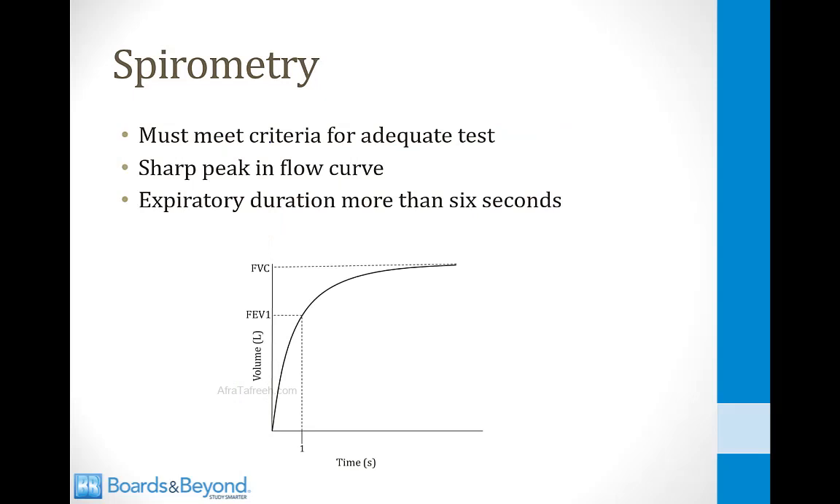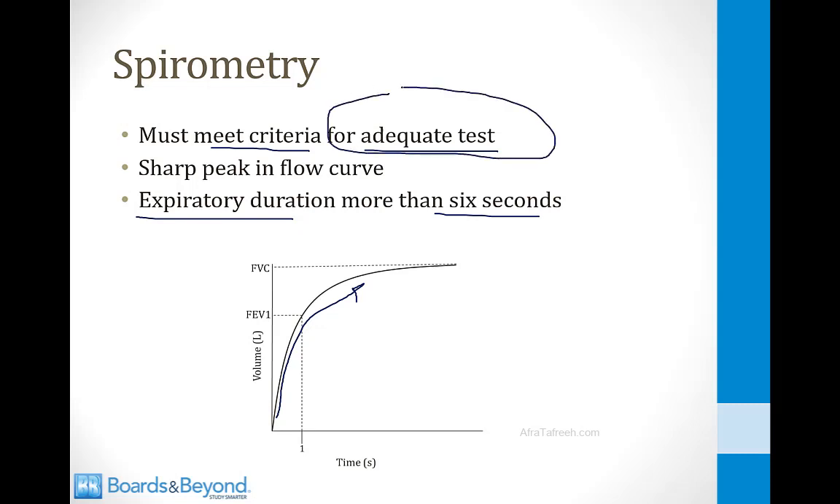Now, just an aside here before we go any further, if you're going to use spirometry to draw conclusions about a patient's lung function, then the spirometry test has to meet criteria for an adequate test. There are a number of criteria for this. You don't need to know them all as a medical student, but some of the criteria are that there should be a sharp peak in the flow curve like what you see here, and then the total duration of the expiratory phase for the patient needs to be more than 6 seconds. So if the patient has a weak respiratory effort and the test is over in 1 or 2 seconds and it doesn't show a nice peak, then you need to repeat the test because that's an inadequate spirometry test.